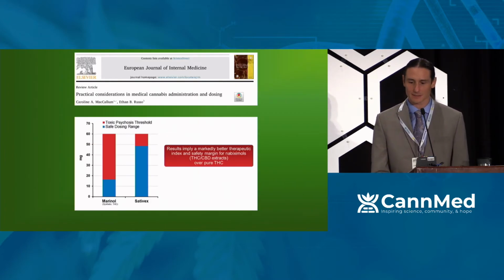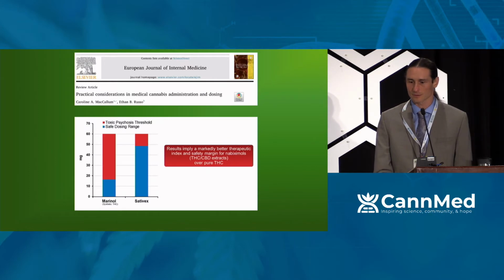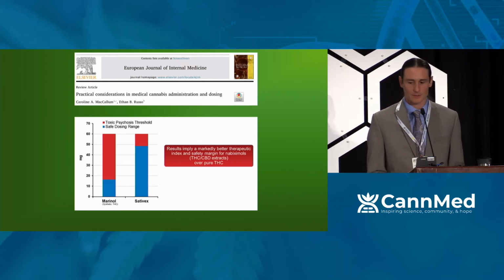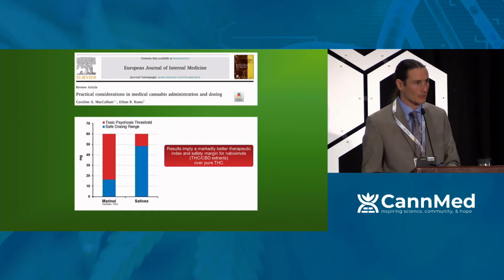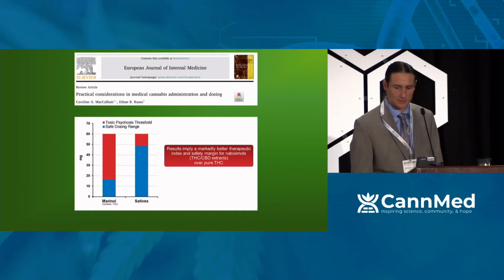But when we look at the really severe adverse effects of THC, like an acute psychotic experience, CBD actually does seem to limit that. So this is from McCallum and Russo from a couple years ago, their paper on dosing, which was well done, looking at kind of the threshold for toxic psychosis of Marinol, which is just a pure THC drug, was about 18 milligrams. And it shows up pretty small here, so I can't quite see it.